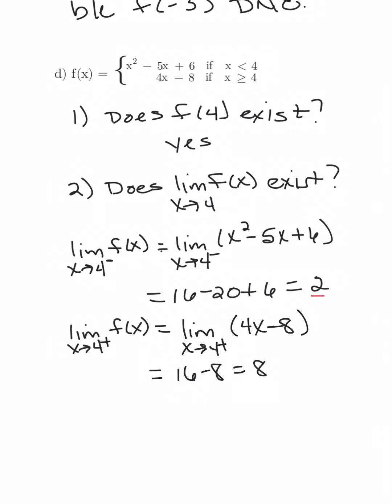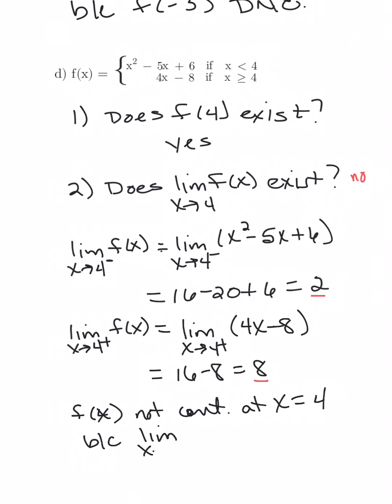The limit from the left was 2. The limit from the right was 8. So that means that our limit does not exist. So the answer to our question is no. If that answer is no, that tells you that the function is not continuous. So we would say that f of x is not continuous at x equals 4 because the limit as x approaches 4 of this function f of x does not exist.